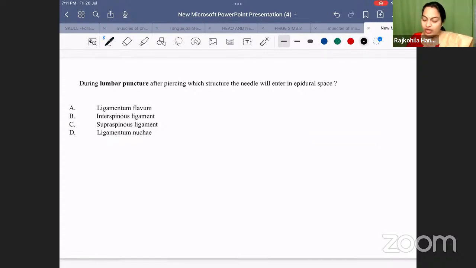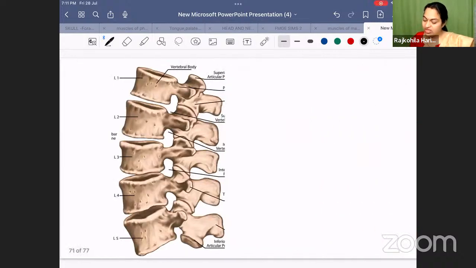We'll finish off. During lumbar puncture, after piercing which structure will the needle enter the epidural space, right? Any idea what is the answer? So where are these ligaments situated? We'll just see and come back to the question.